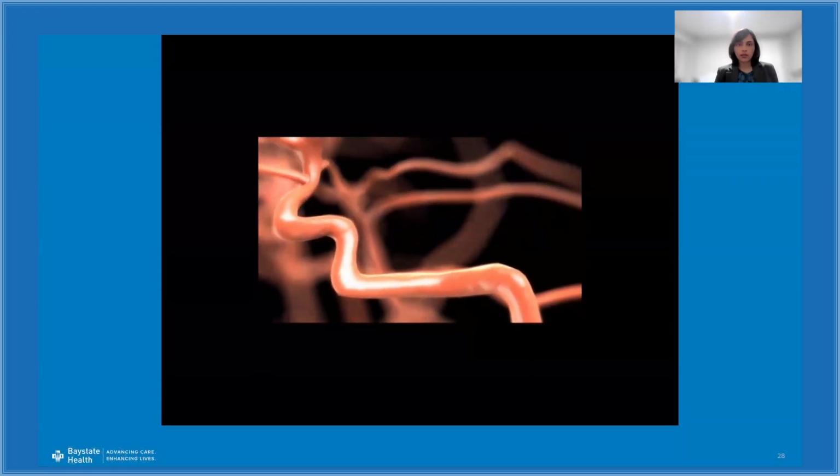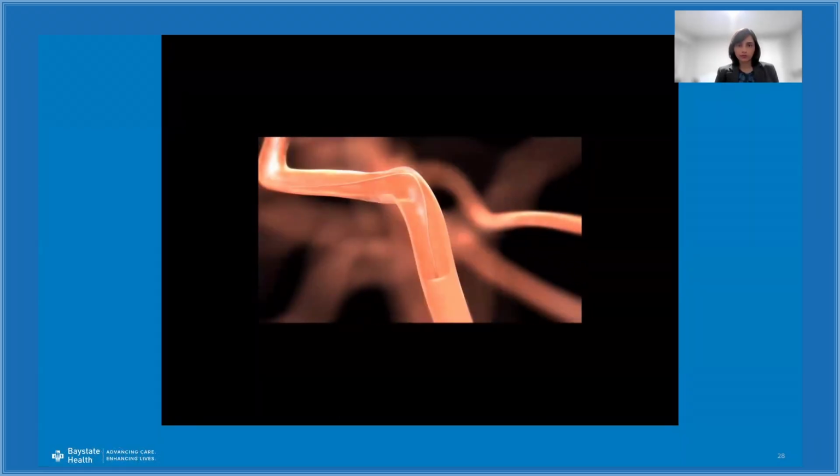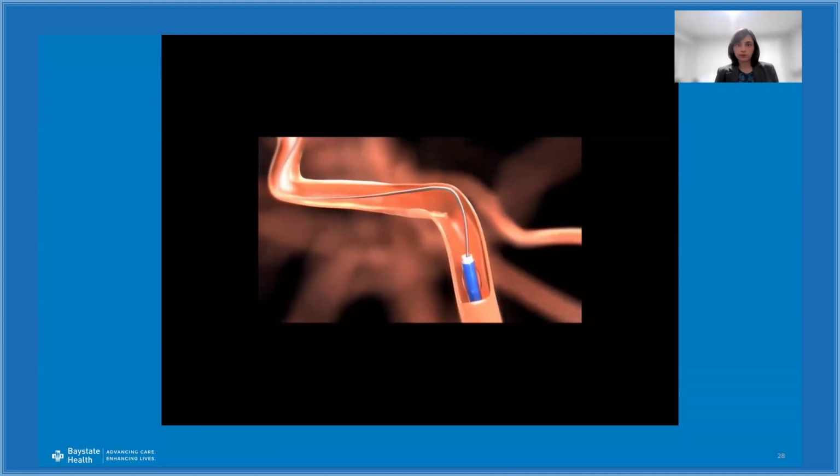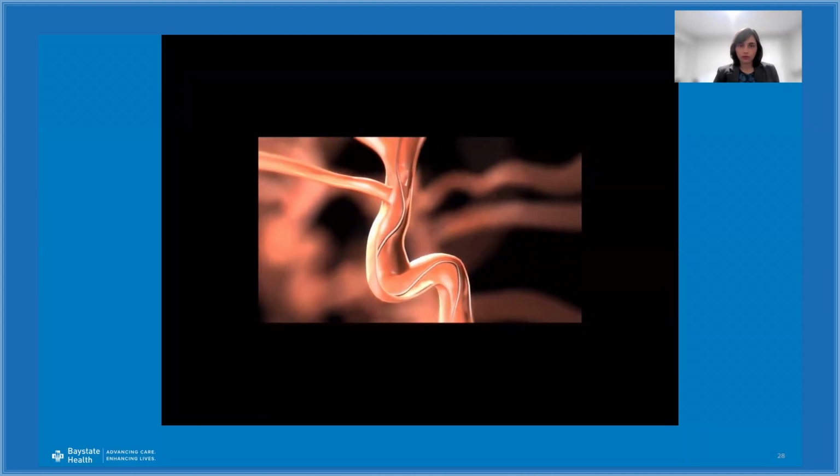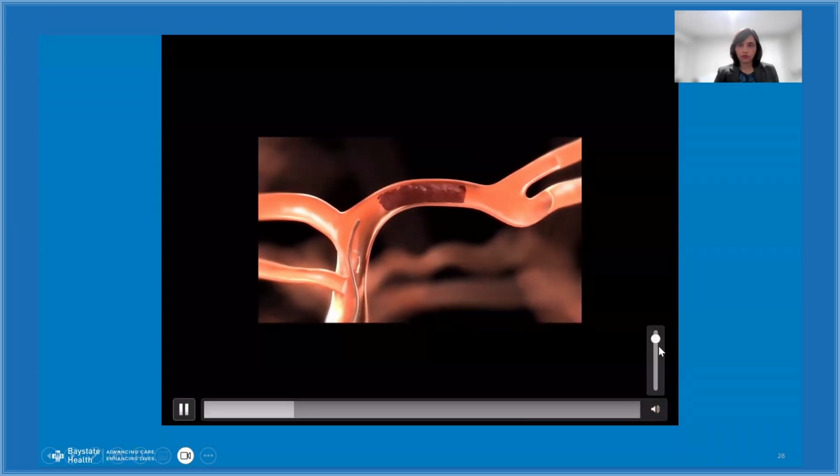So here you're looking at the blood vessels. Position the balloon guide catheter as close to the thrombus site as possible. Connect a rotating hemostatic valve, or RHV, to the fitting of the guide catheter.